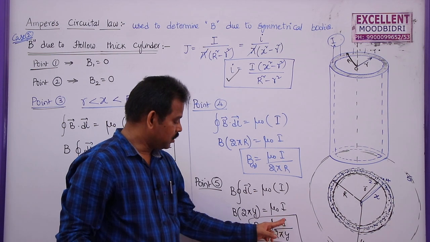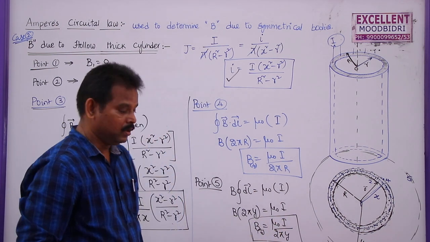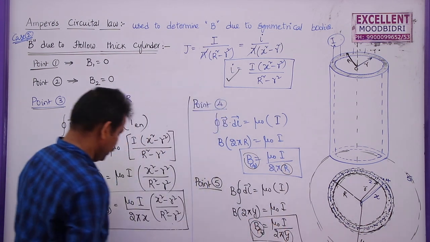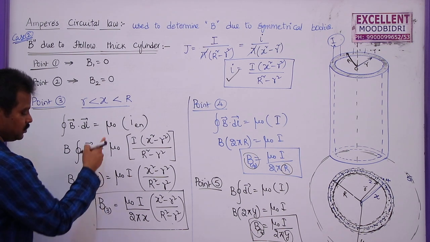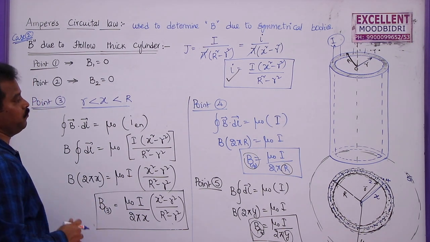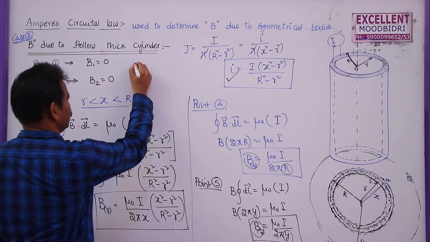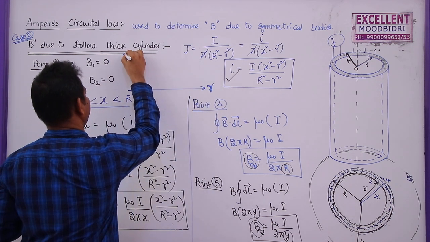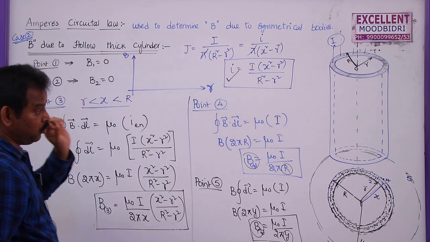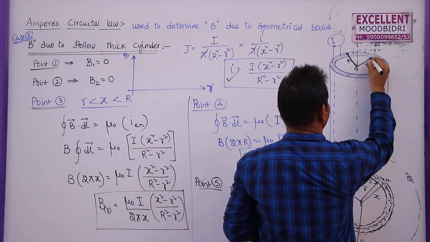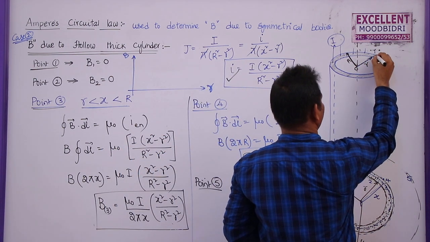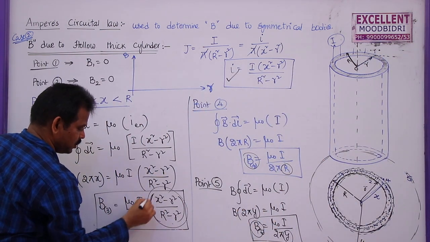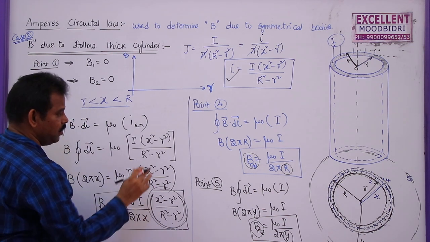Here also mu naught, current, 2 pi are constant, so B is inversely proportional to y. So here B is inversely proportional to R, here B is inversely proportional to y. Here you can see these points. If you draw the graph between magnetic field and distance for a hollow cylindrical portion, I am going to draw it like this. This is the distance R and this is the magnetic field B. Now up to this point, if you are moving from O to this point, the magnetic field is 0. Then the magnetic field will be constant and then the magnetic field will decrease.